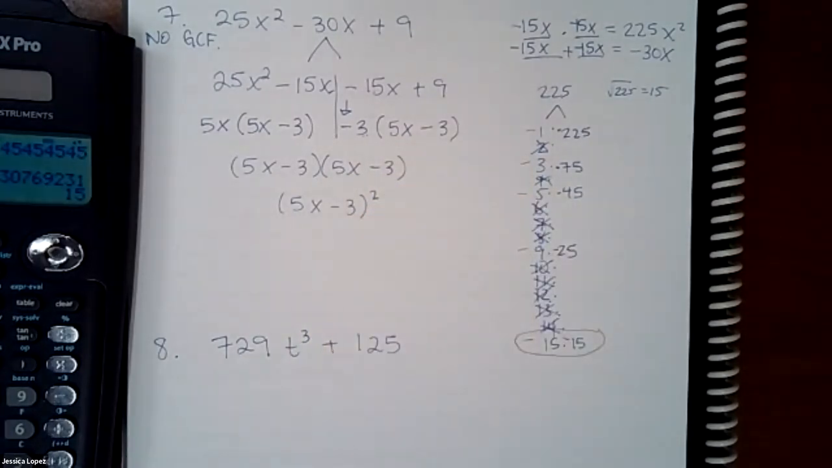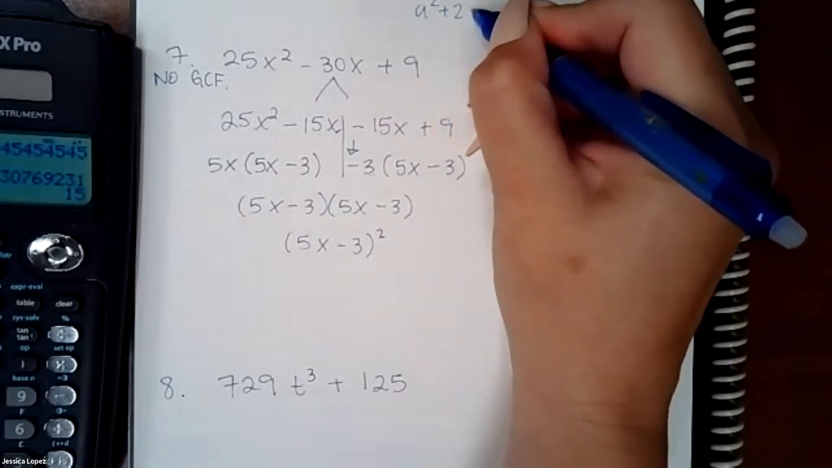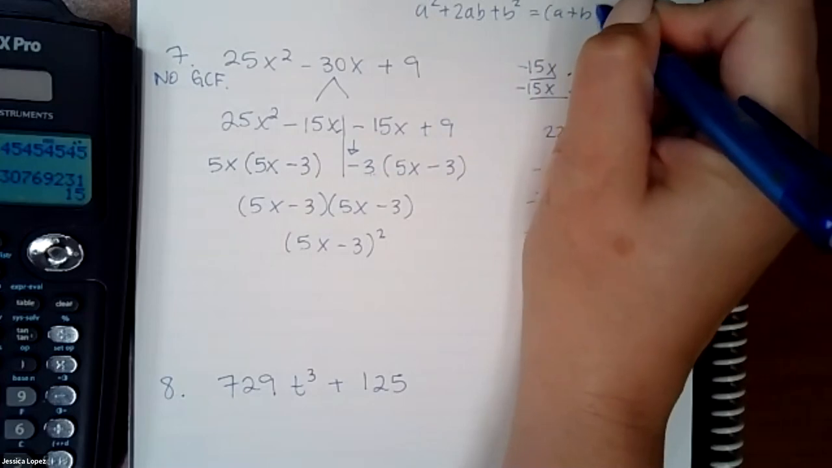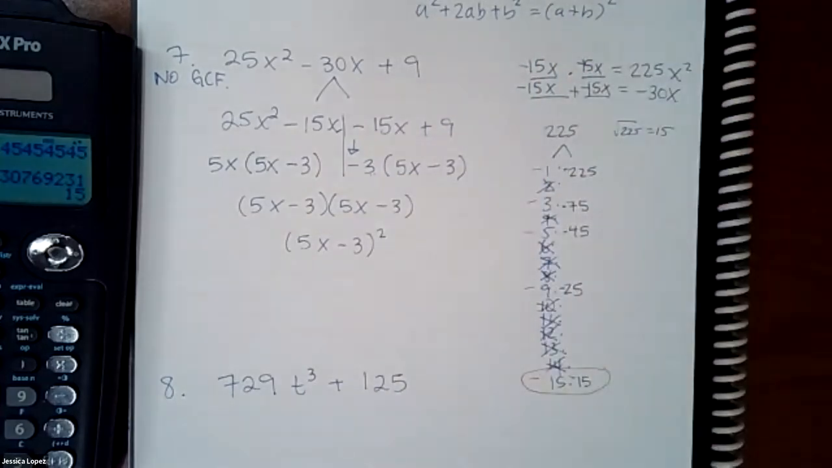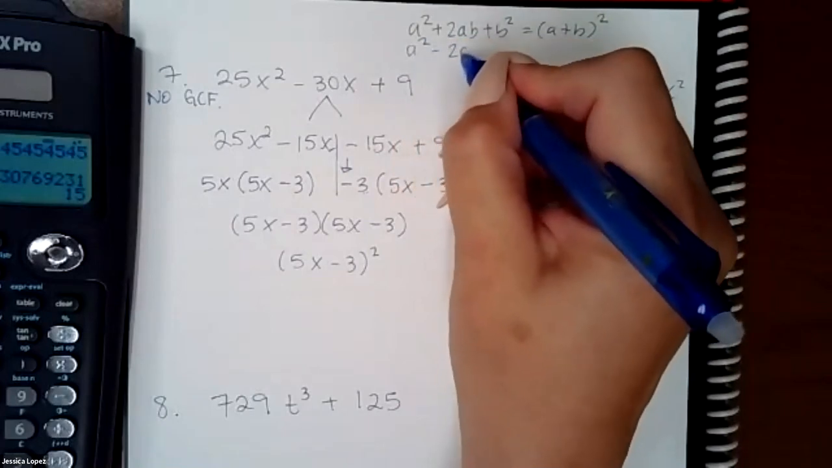So I did not have to memorize that one formula that they gave me that said, if you have something like this, it's gonna be this. There is a formula like that. And there was another one with a minus sign.